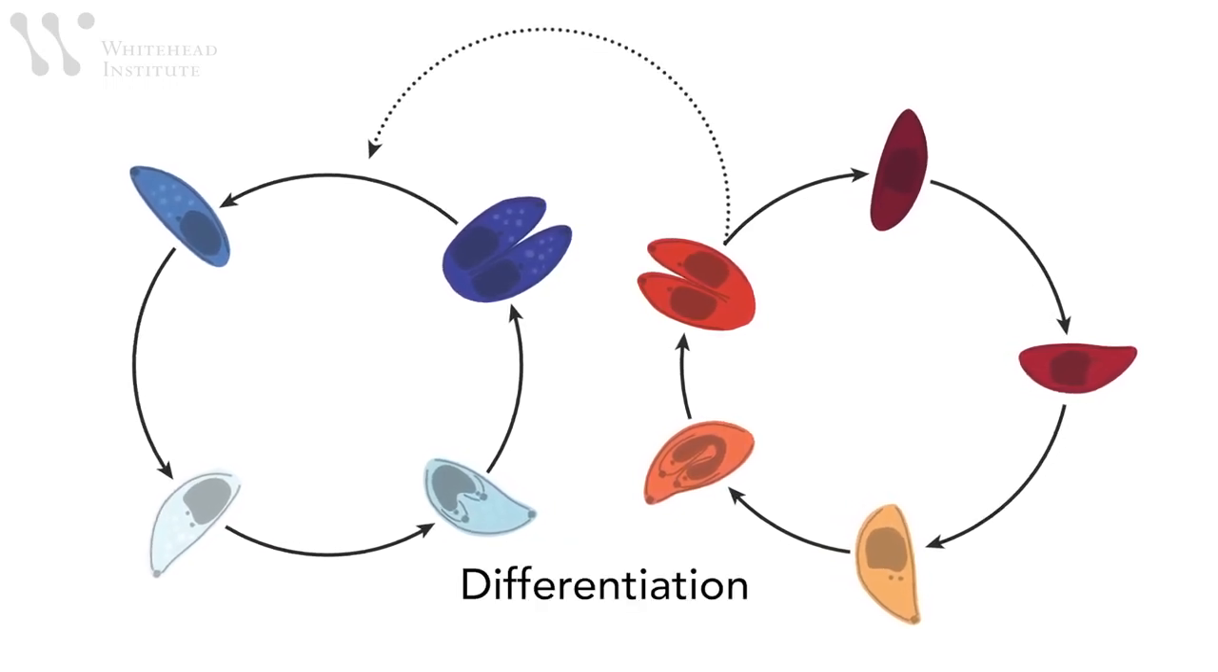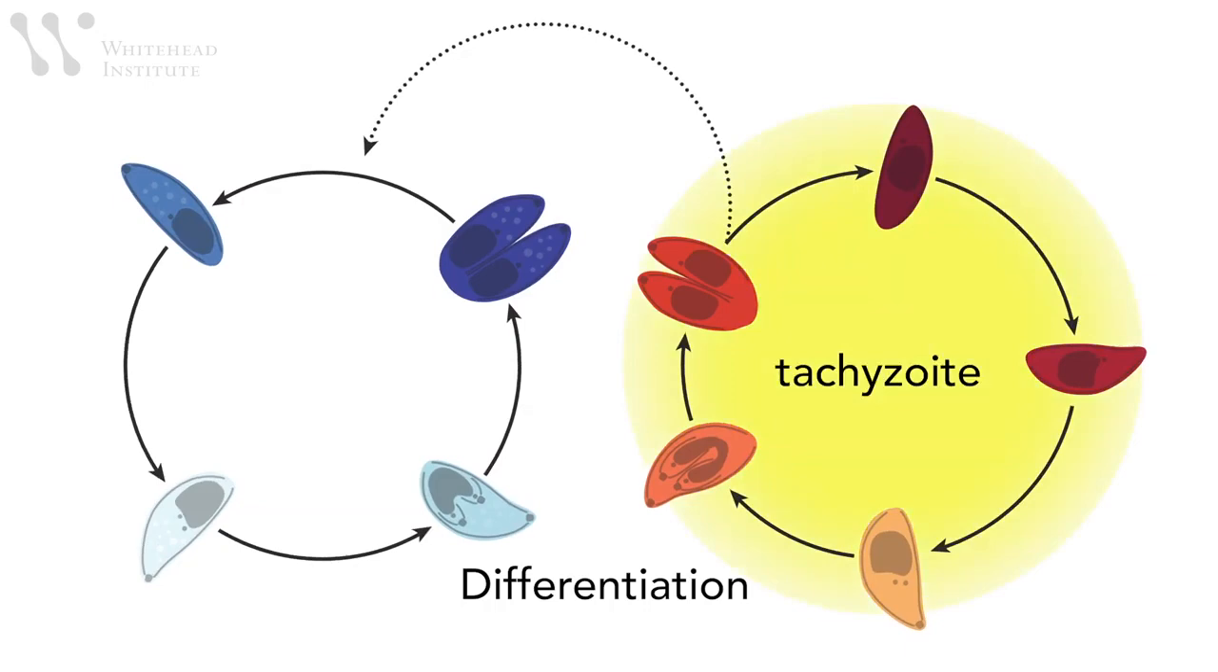The form of Toxoplasma that first invades human cells is called a tachyzoite. So tachyzoites are replicating very quickly. They're infecting host cells, replicating inside that host cell for a couple days, and then exploding that host cell and finding new ones to invade.